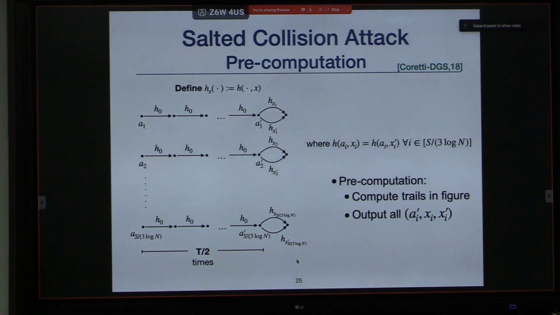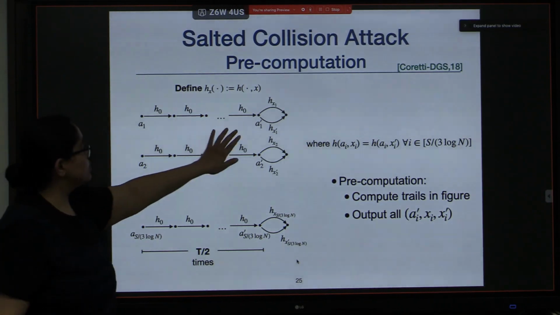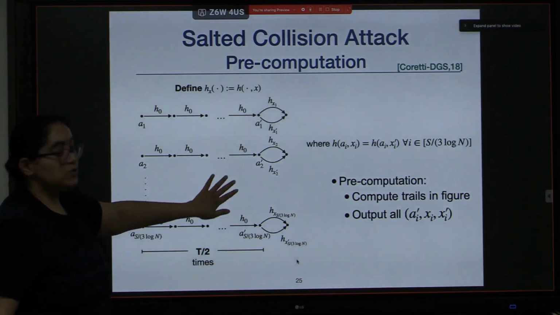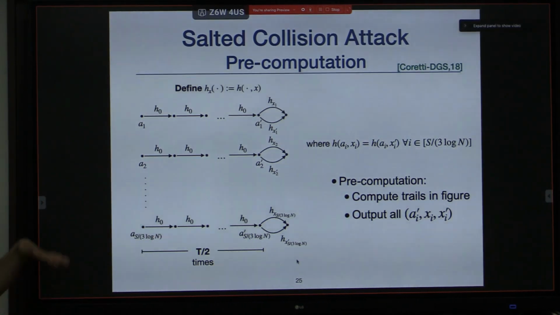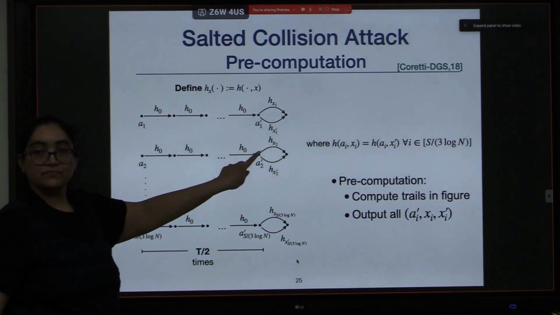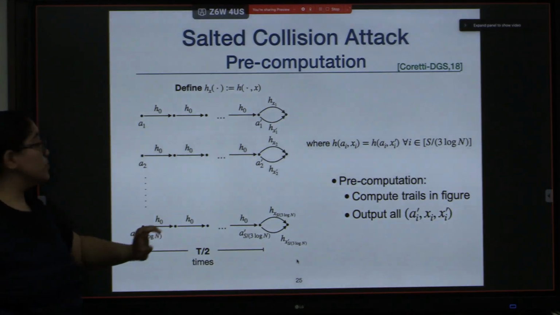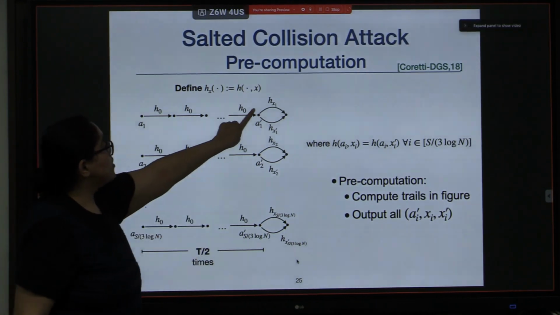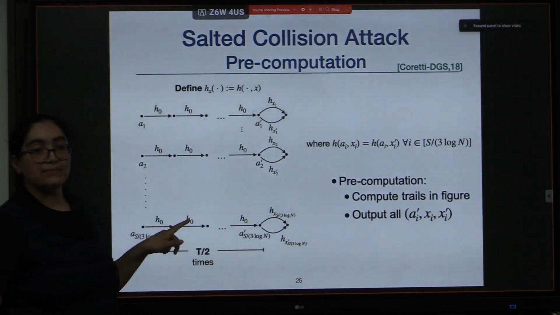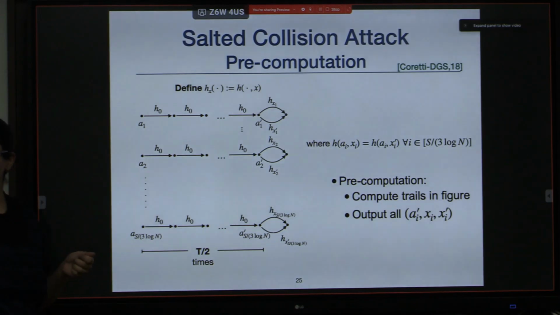And like this, for each of these you would obtain a1 prime, a2 prime, and so on up to aS prime. And for all of these, you store a collision. So now your advice would contain these a1 prime, a2 prime and so on, and the corresponding x1 and x1 prime that give a collision on the salt.